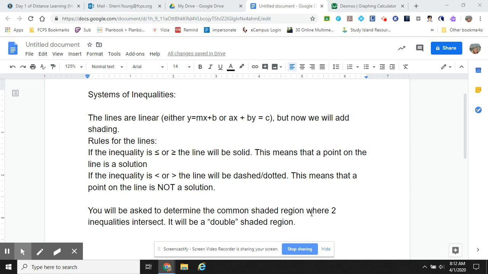Guys, today I want to teach you how to graph systems of inequalities using Desmos. Now we've done inequalities, you did that in 1A, but just to review a couple of things that you're seeing on my screen here, you might want to write some of this down.